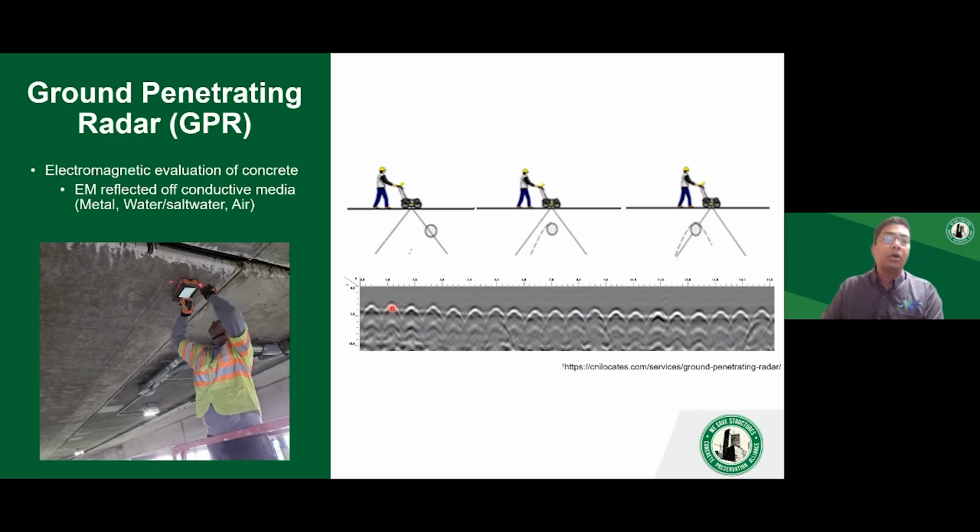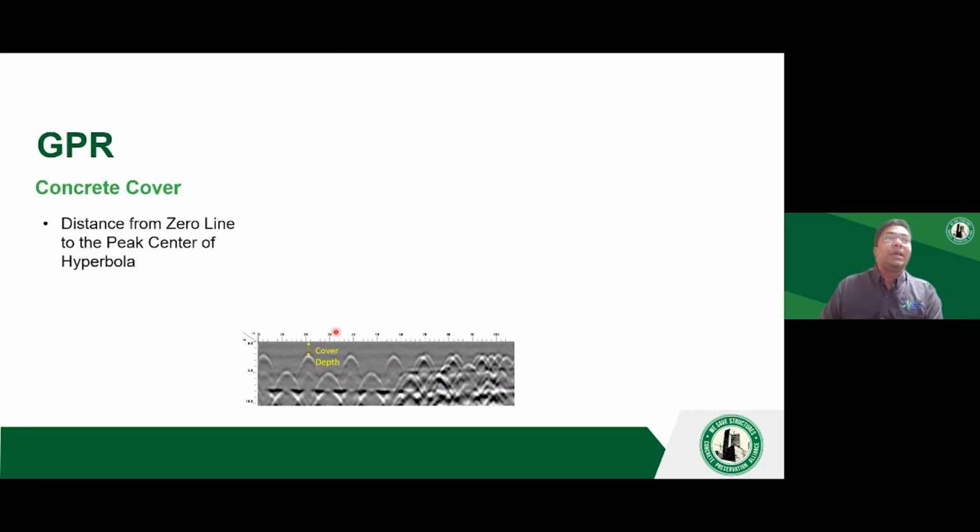People often use it for concrete cover depth analysis, which is essentially measuring the distance from the surface to the top of the peak here. The concrete cover depth information is very critical for service life because the higher the concrete cover, the more service life you can expect out of your structure. Because it's going to take a longer time. If you have a higher concrete cover, it will take a longer time for chlorides or carbonation to get to your rebar and start the corrosion process.